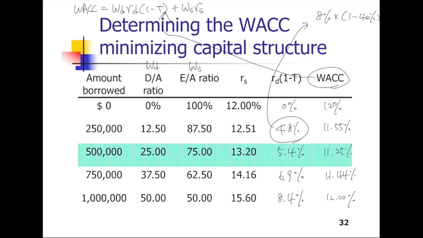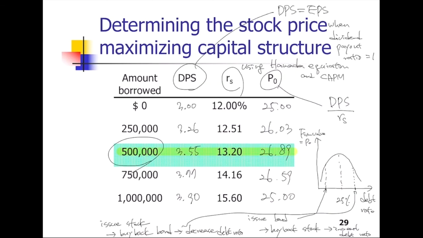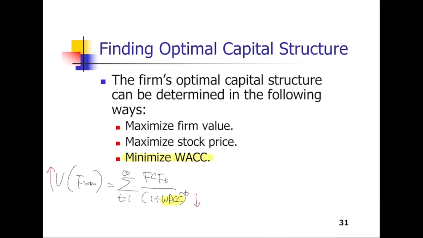So where is the cost minimized? Where is the WACC minimized? Here, right? And it is the same as this result, because it has the same meaning. Maximizing firm value means maximizing stock price, and it means minimizing the WACC.